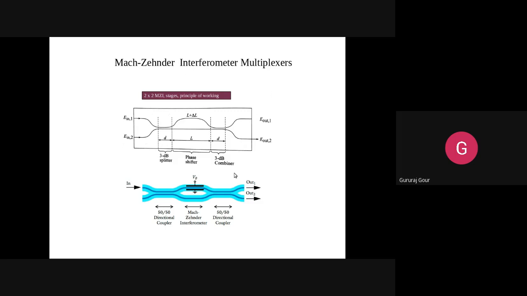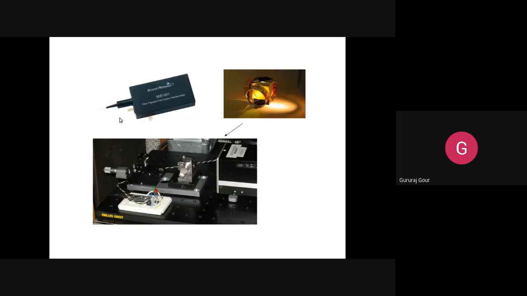So today we are looking at a very important model, the 2 by 2 MZI multiplexer. As you can see in the first figure, on the left-hand side two ports have been shown, E in 1 and E in 2, which are the two input ports from which optical rays enter the device.